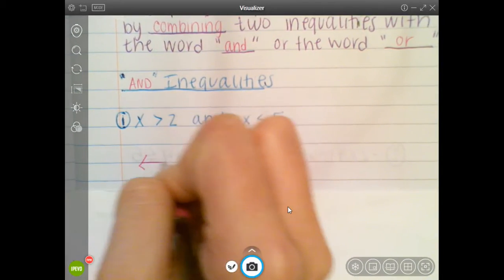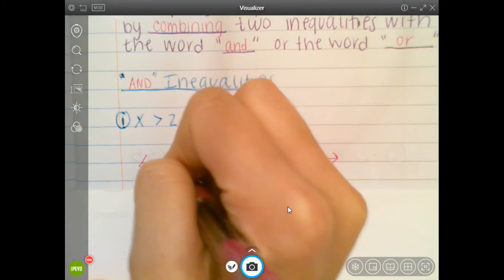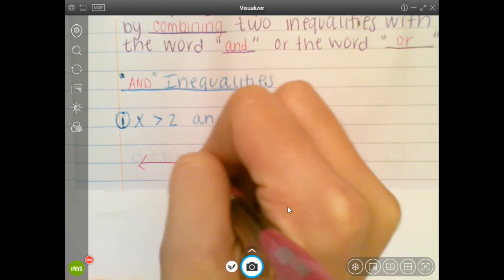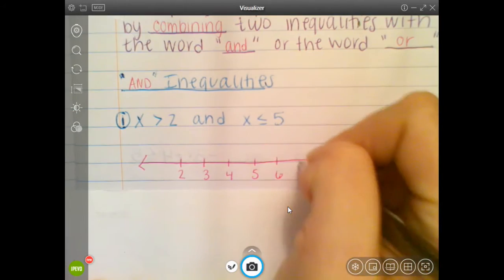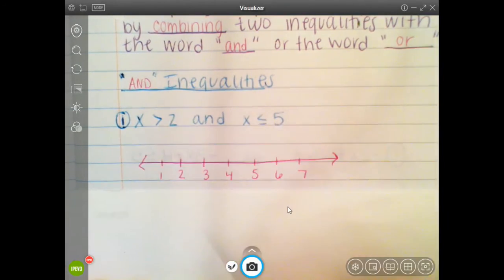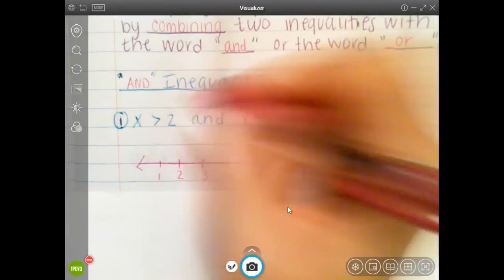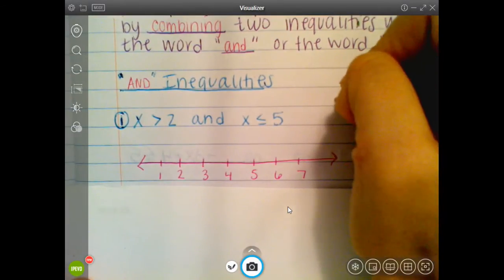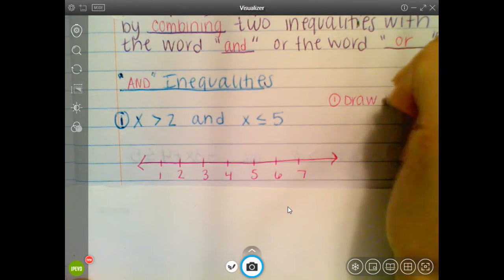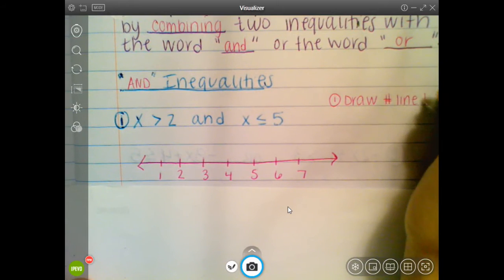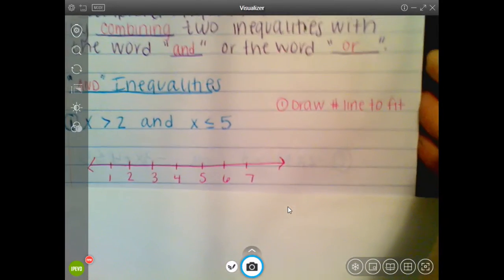So I'm going to make a number line. I'm going to make it kind of long. And I'm going to put 2 here. And then I'm going to do some bigger. There's my 5. So I'll go a couple bigger. And I'll at least put 1 smaller. Okay, so I make sure that both of these numbers fit on the line. So we'll make this step: draw number line to fit both numbers.